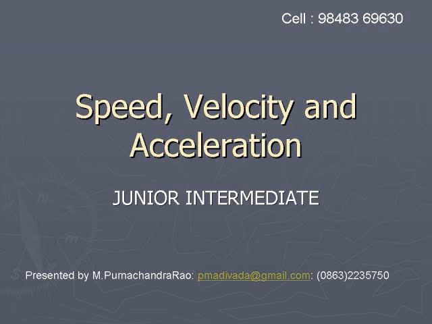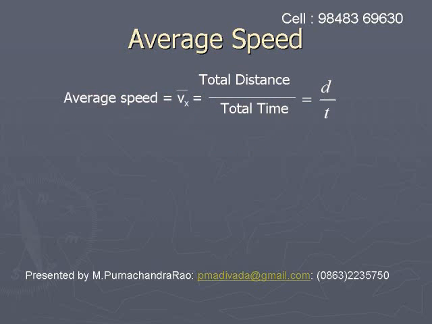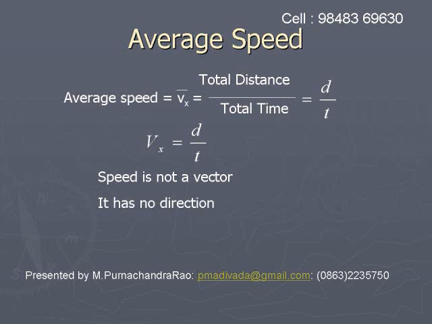Average speed is defined as total distance by total time. Total distance is indicated by d and total time by t. Then it will become v bar is equal to d by t. This is the relation used for finding average speed. Speed is not a vector quantity, so it has no direction. It has only magnitude.